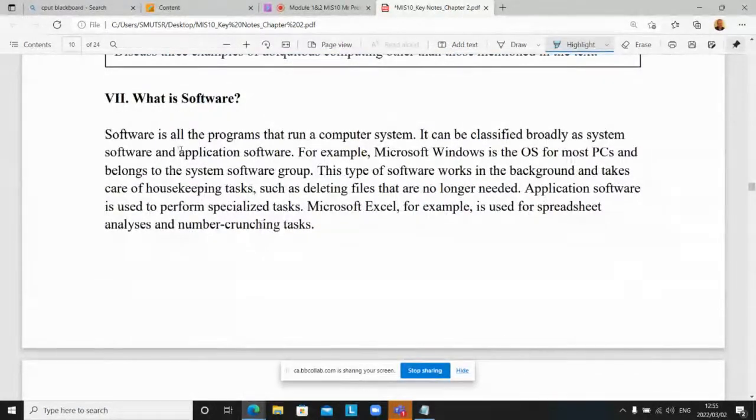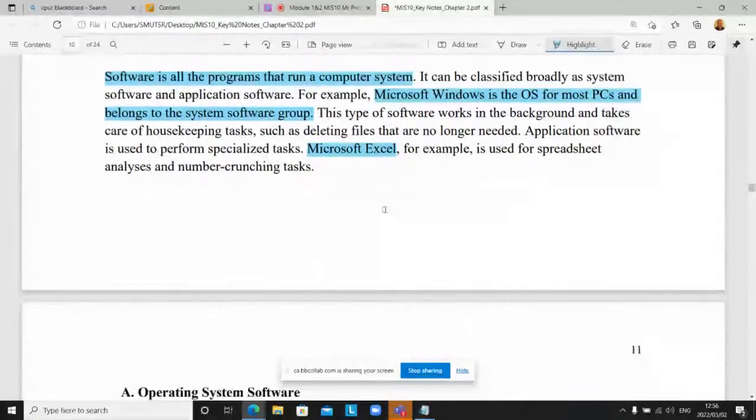What is software? Guys, you know what software is. It's the programs that run a computer system and run on a computer system. So it can be an operating system. I think this was a question last year. Microsoft Windows is an operating system. Microsoft Excel is an application. So software is divided into 2 categories: operating systems, which just operate the computer, and applications such as Excel, which you can work on.